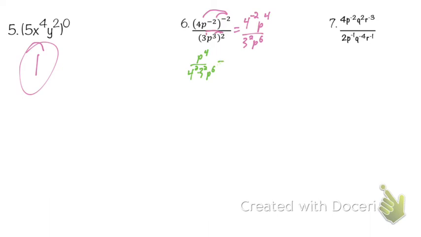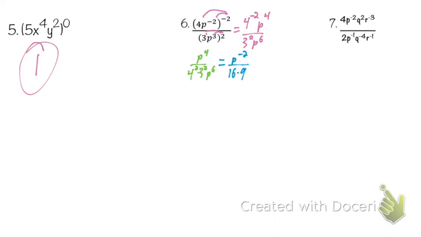Now, can we simplify those p's? P to the 4th over p to the 6? Yeah, what do we do with those? You subtract. And so we get p to the negative second, 4 minus 6, over, what is 4 squared? I'm not talking about the game four square, but 4 squared, squaring 4. 16 times 9, aka 3 squared.